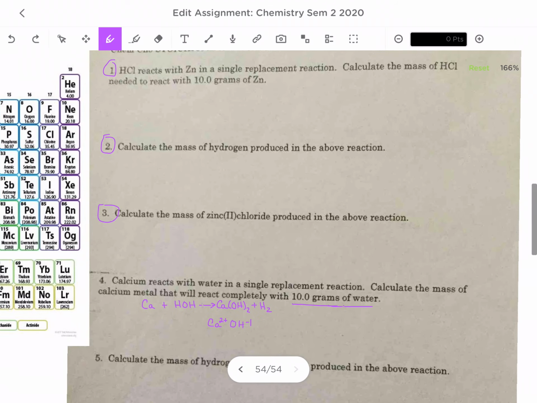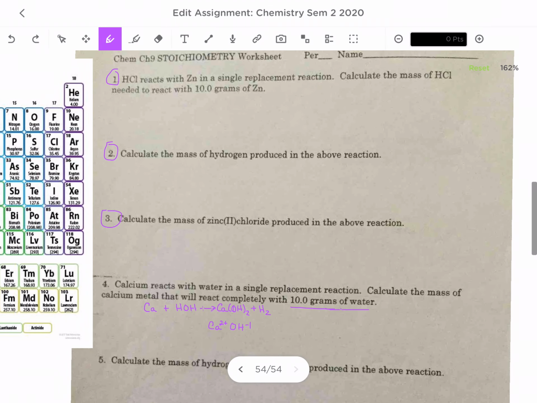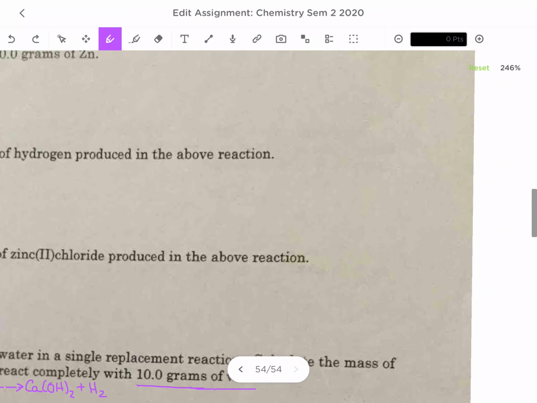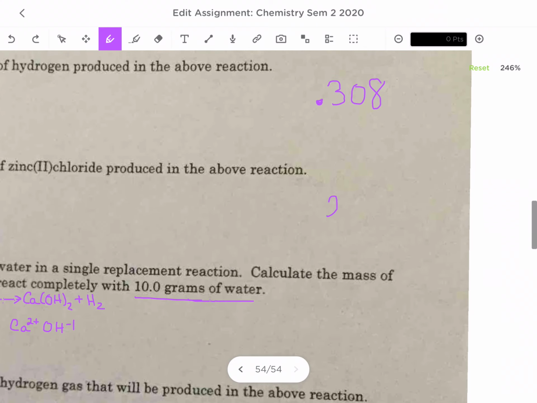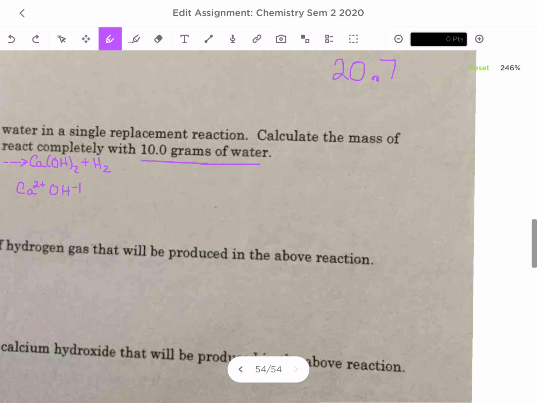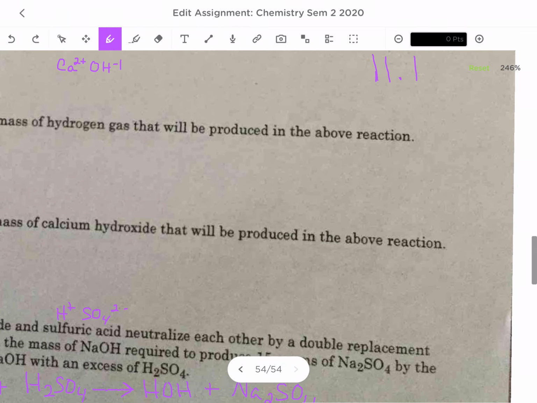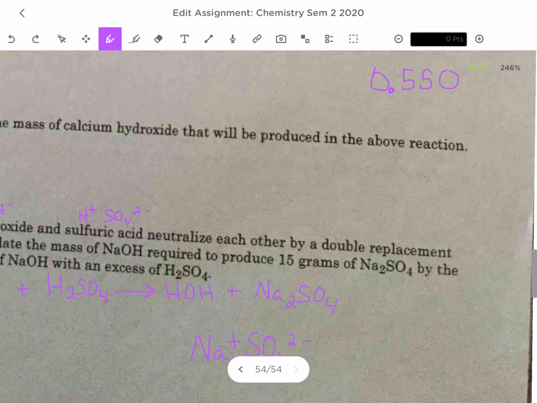And as promised, I told you guys I would give you the answers. So for number 2, the answer after you do it is 0.308. The answer for number 3 is 20.7. Number 4 is 11.1. This one is 0.550. This one is 20.5, and this one is 8.7.